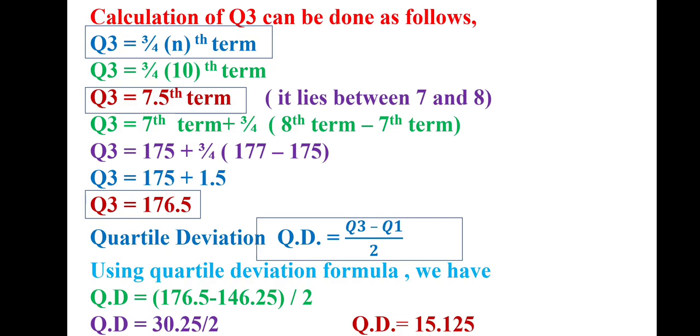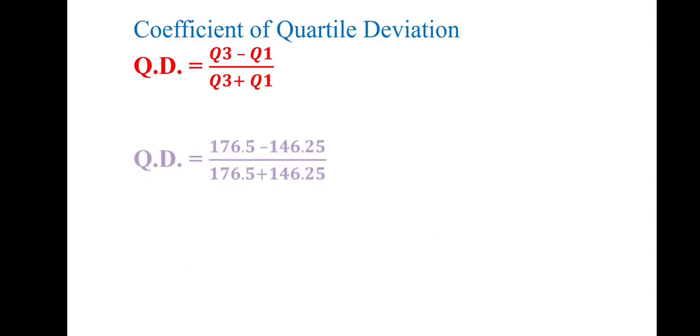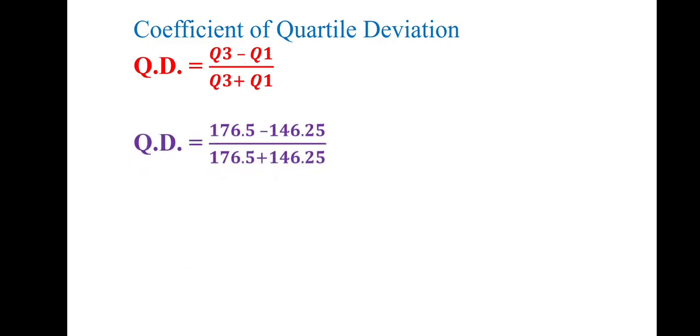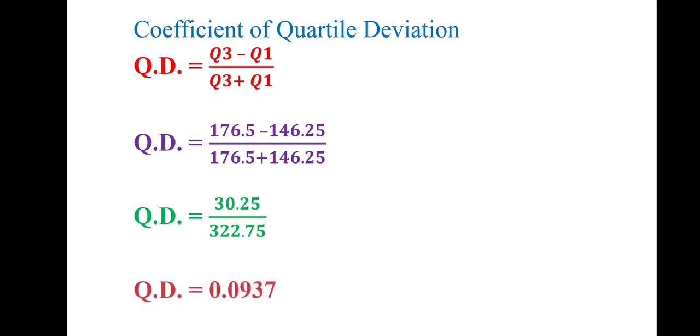This value is called the absolute measure. Then we will find the relative measure. The relative measure is called the coefficient of quartile deviation. The formula is Q3 minus Q1 divided by Q3 plus Q1. Substitute 176.5 minus 146.25 divided by 176.5 plus 146.25. Simplifying, we get 30.25 divided by 322.75, which gives 0.0937. It is the coefficient of quartile deviation.